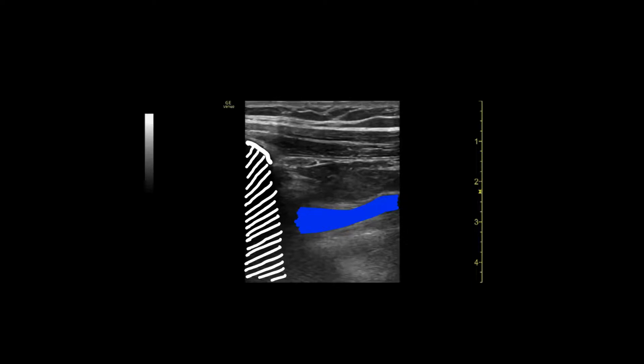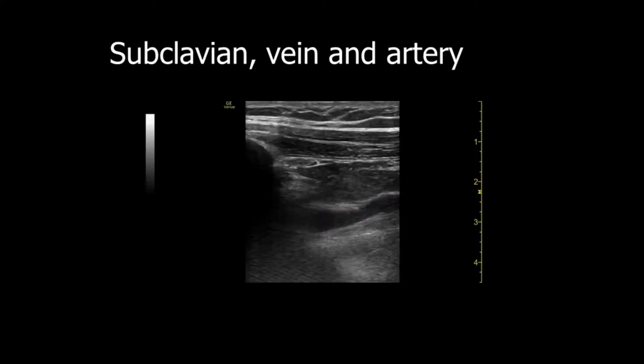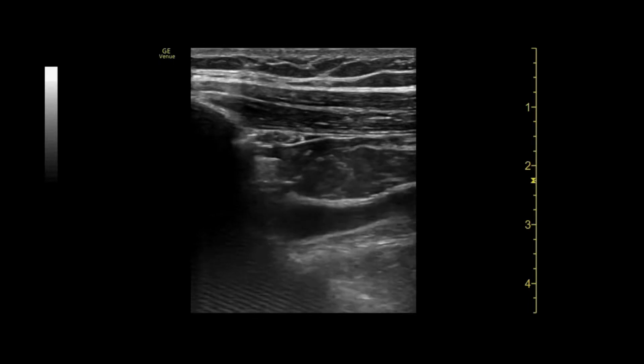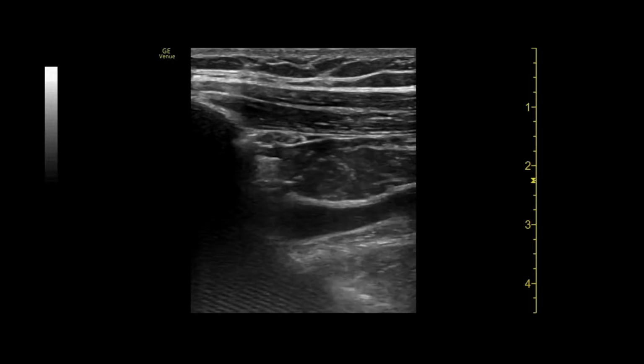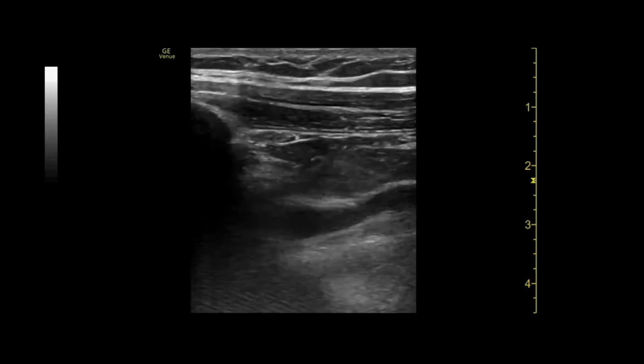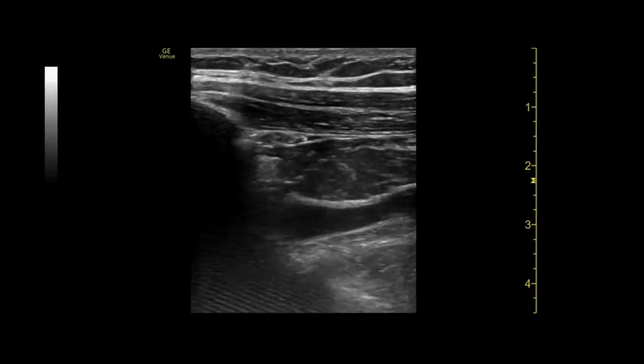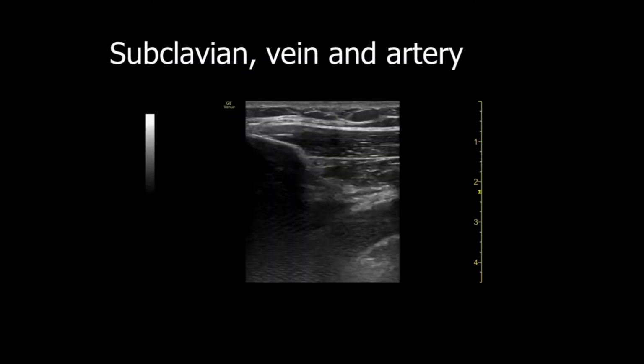And you see a rib on the left, and white. Sorry, that's a clavicle. And as you can see, the vein is breathing, and that's normal. This is the subclavian vein. And with slight movements of the ultrasound probe, you can see the subclavian artery.